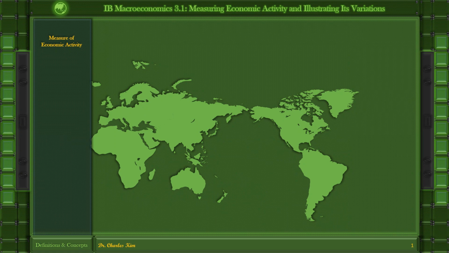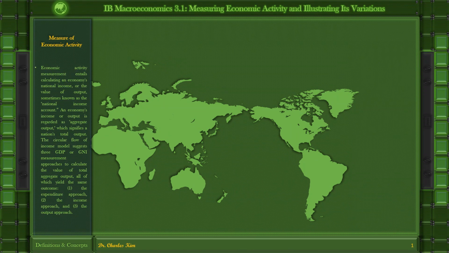In actuality, measuring economic activity is significantly more sophisticated and complicated than what you learn in IB economics. Economic activity measurement entails calculating an economy's national income, or the value of output, sometimes known as the national income account. An economy's income, or output, is regarded as aggregate output, which signifies a nation's total output. The circular flow of income model suggests 3 GDP, or GNO, measurement approaches to calculate the value of total aggregate output, all of which yield the same outcome.